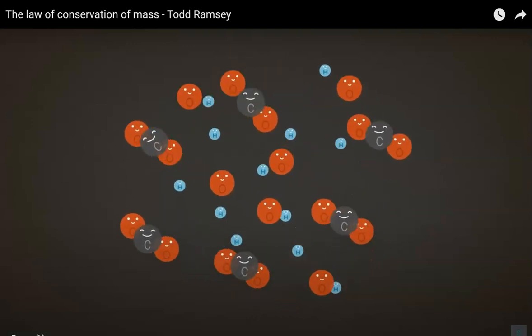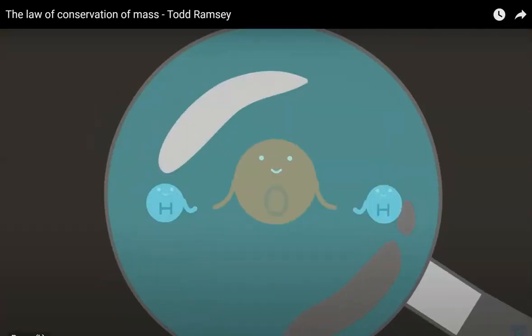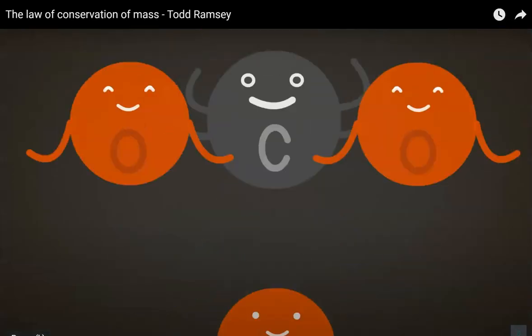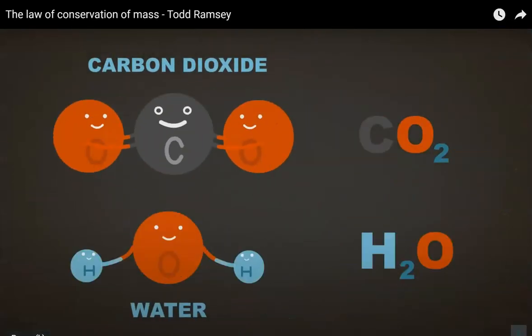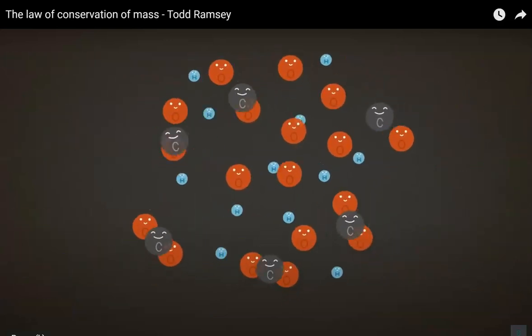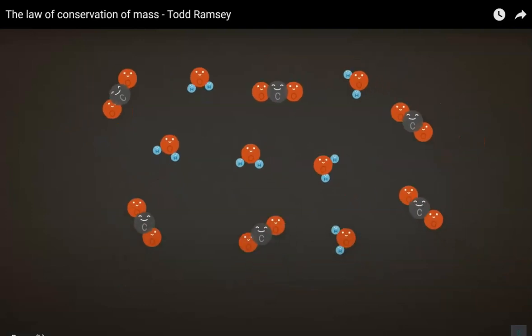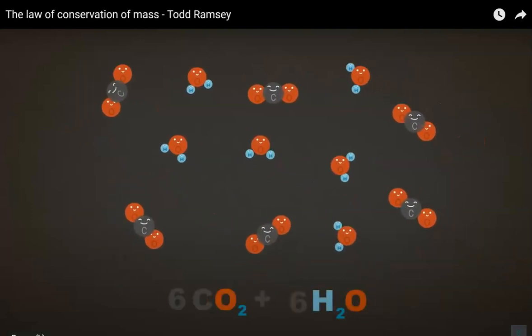These atoms can bond together to form familiar molecules. Here's water, and here's carbon dioxide. We can't create or destroy mass. We're stuck with what we've got. So what can we do? They have a mind of their own. Let's see. They've formed more carbon dioxide and water, 6 of each.